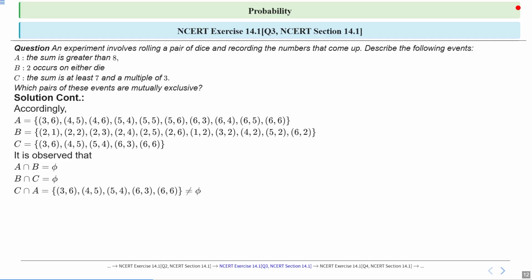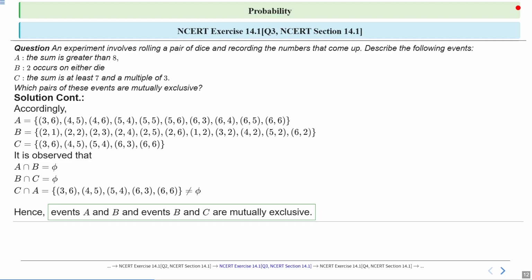And now calculate C intersection A. So you will get (3,6), (4,5), (5,4), (6,3), (6,6). These ordered pairs are common in event A and also in C. So C intersection A is the set of ordered pairs (3,6), (4,5), (5,4), (6,3) and (6,6). So C intersection A is non-empty.